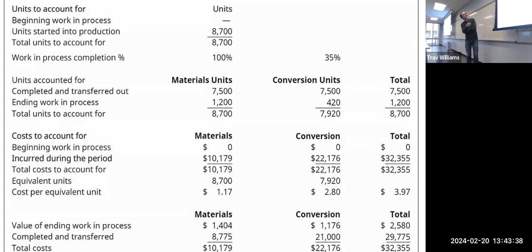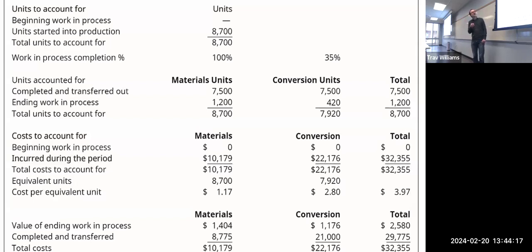Okay, now the materials are always 100% complete. It's like I said, you take 8,700 units worth of materials, you've got 8,700 units of materials all the way through the process. That does not change. So don't worry, you're always going to see 100% completion for materials in terms of the units.